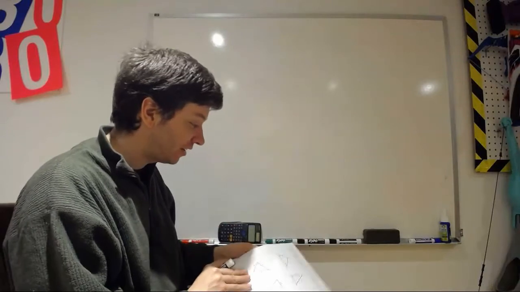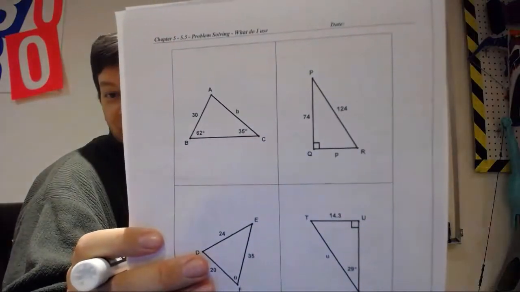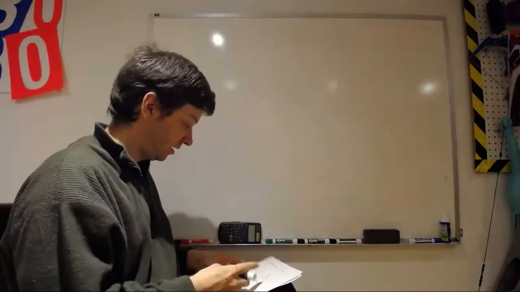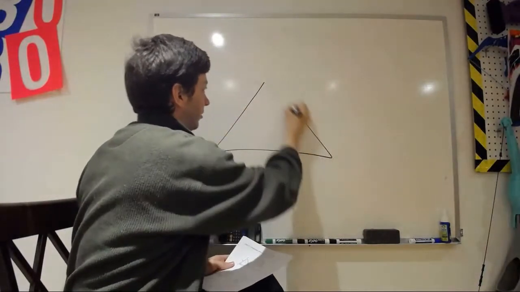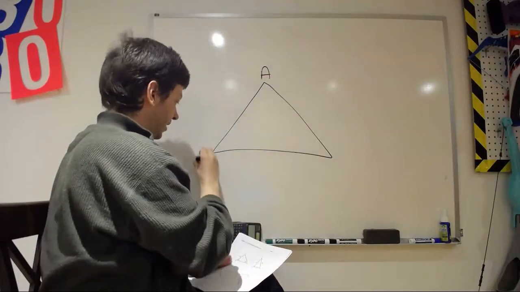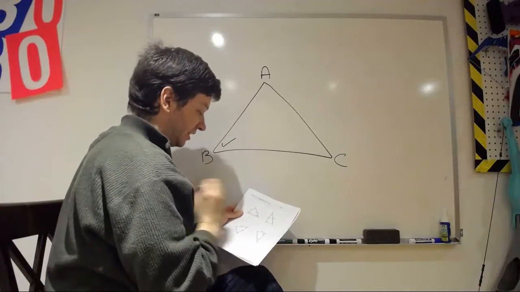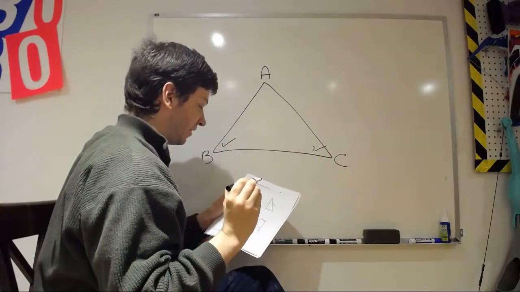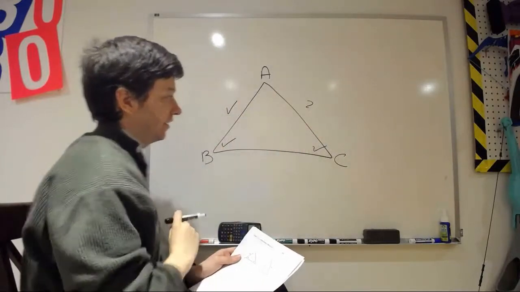All right, so getting started. I'm going to do the first 3 examples. The first example says triangle ABC. Triangle ABC is right here. Let me just draw it on the board so you can see it better. We have A, B, C, and they give us angle B, which is 62 degrees. They give us angle C, which is 35 degrees. And they give us that side, and they're asking for this side.